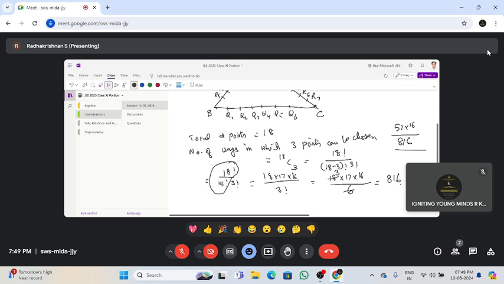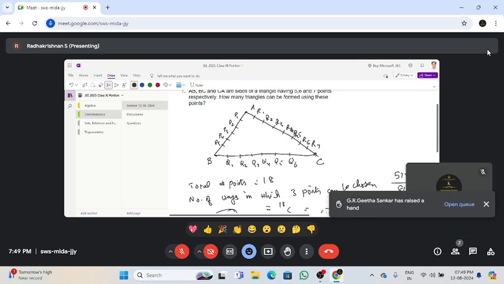Okay. So this 816 is the total number of ways in which 3 points can be chosen. Now, out of this, all the combinations are not going to form triangles. So which combinations will not form triangles?